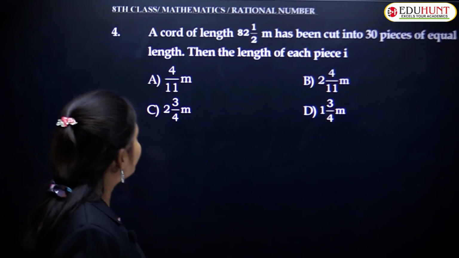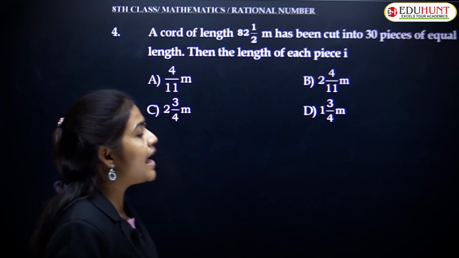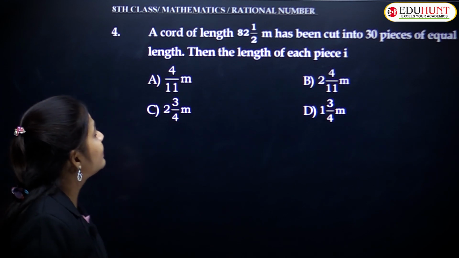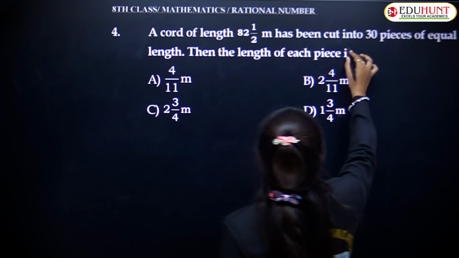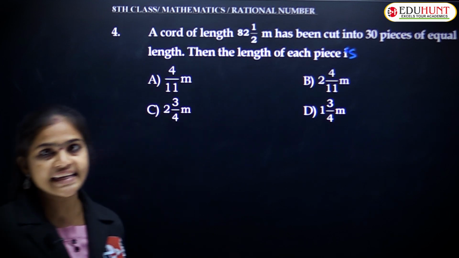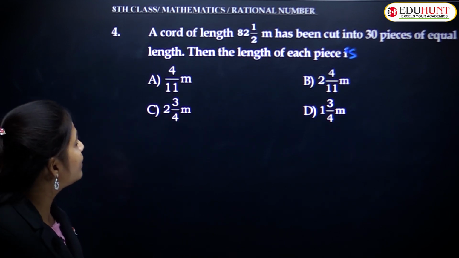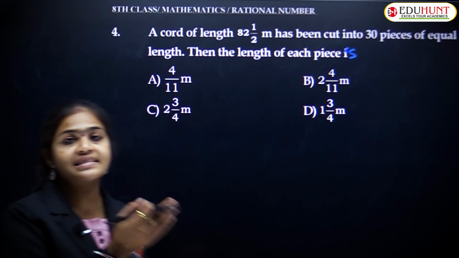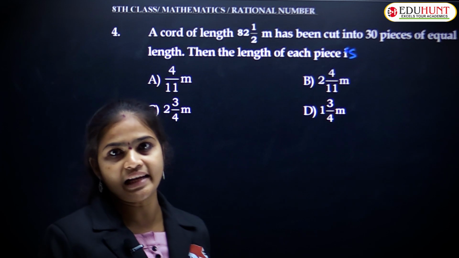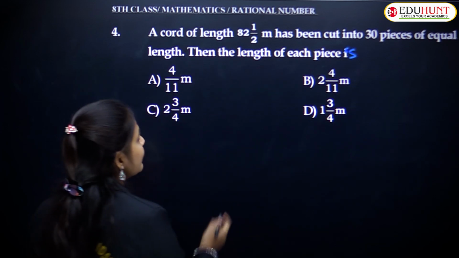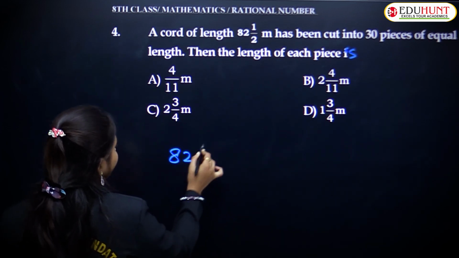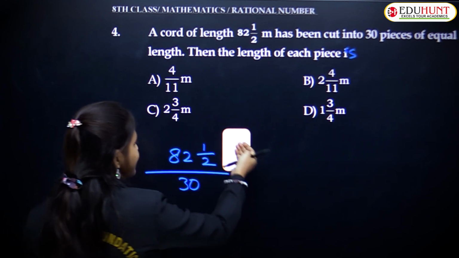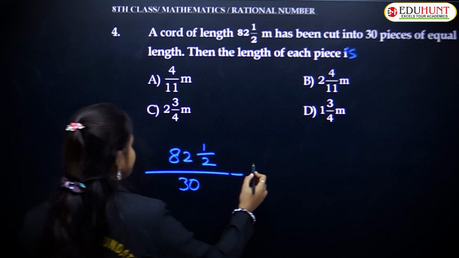See here. A cord of length 82.5 meters has been cut into 30 pieces of equal length. Understand? Then the length of each piece is. One cord has the length 82.5 meters and it is cut into 30 pieces of equal length. So they are asking how much length each piece has. We know that it is division only, no? 82.5 meters divided by 30 pieces. So each piece has how much length? That is what they are asking here.